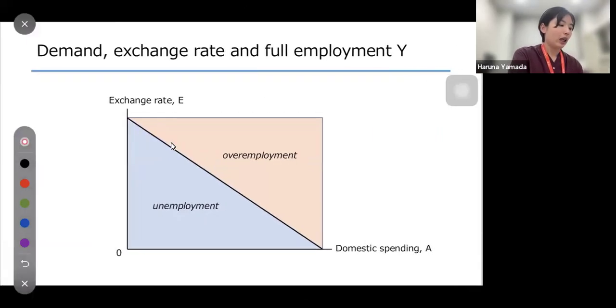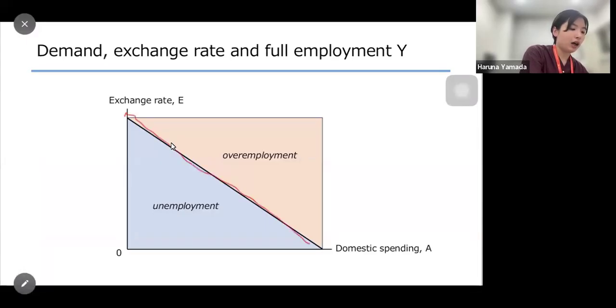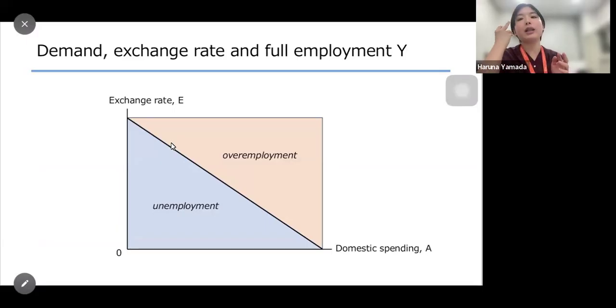So let's consider the graph. The horizontal axis is domestic spending A, and the vertical axis is exchange rate E. So there is a downward sloping curve here. At this downward sloping curve, the internal equilibrium is achieved. So the economy can achieve internal equilibrium along this line.